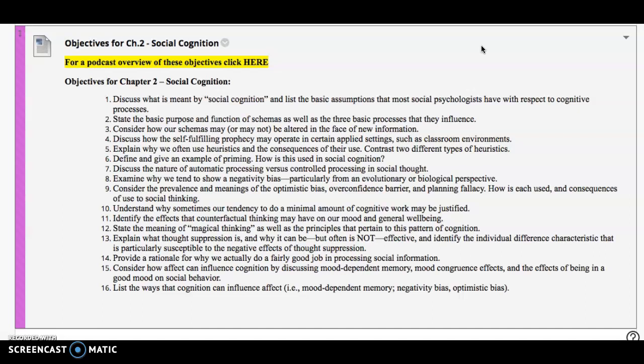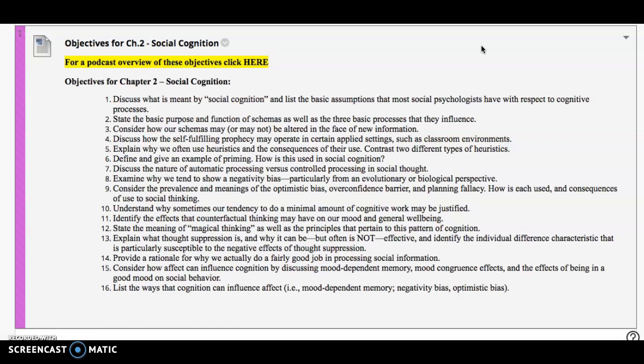Define and give an example of priming. How is this used in social cognition? How can our brain be primed to take in information? And when I say primed, you'll want to understand what that means. How are we primed? By media, by experiences, by the people that we interact with, by the types of information that we are exposed to. How does this prime us for thinking?